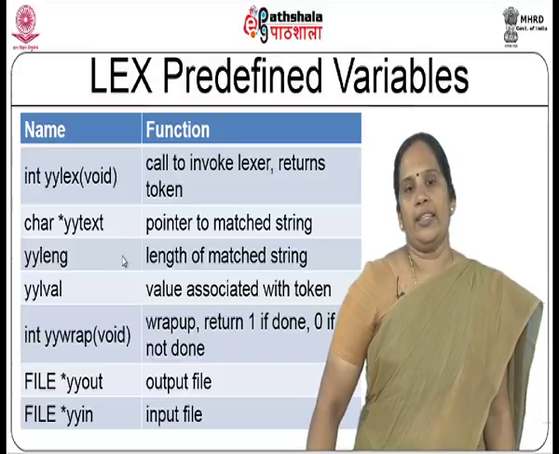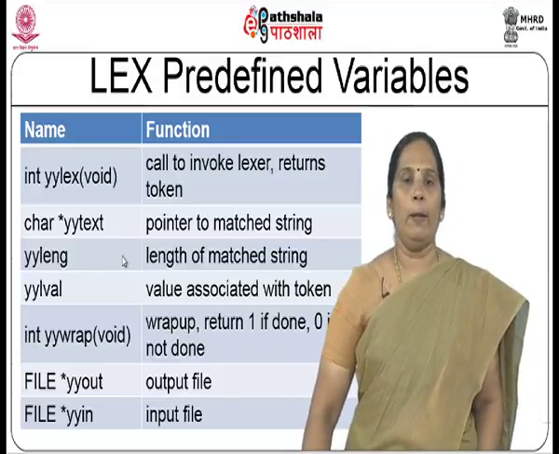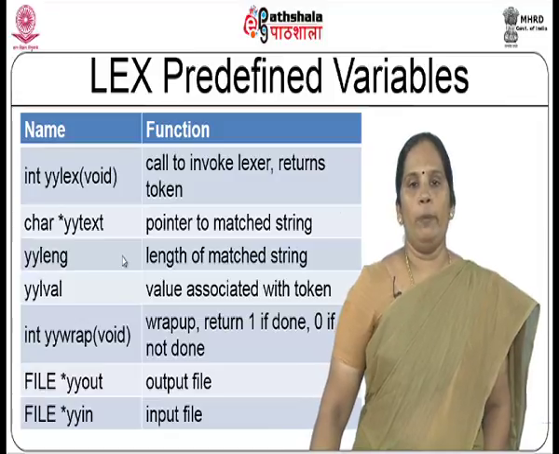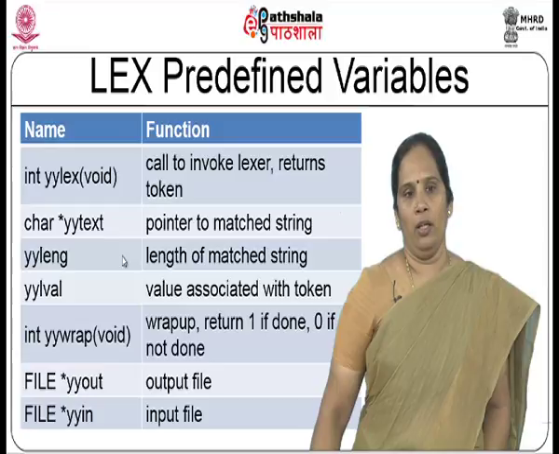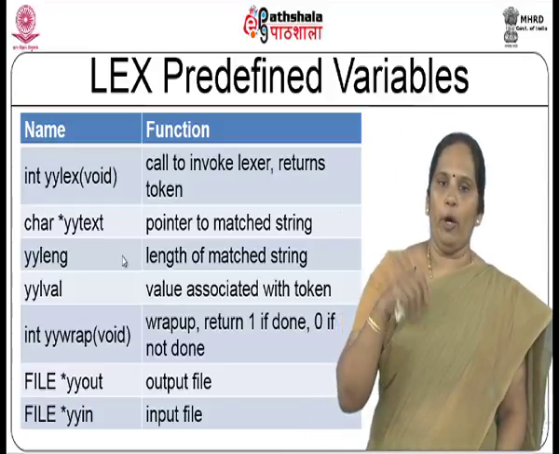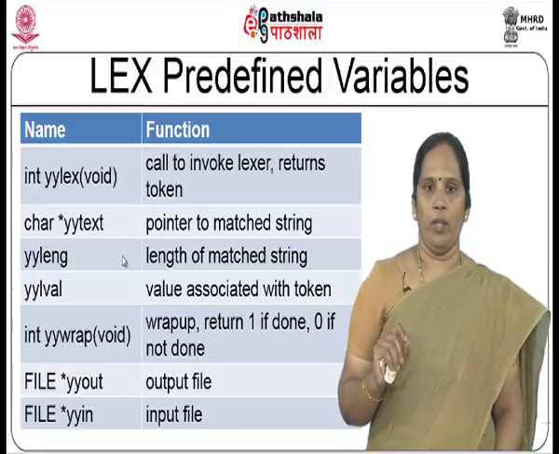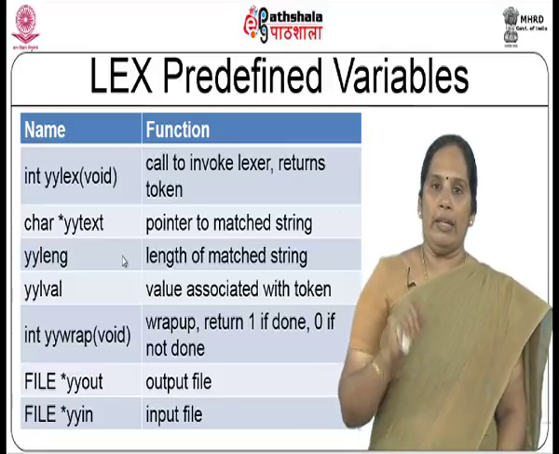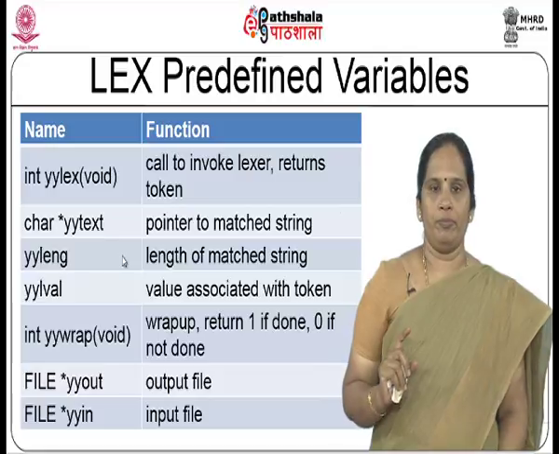And then yytext is a pointer to a matched string. So typically where will the string get matched? It gets matched in my pattern, okay. So if that pattern matched, yytext typically points to the matched string, okay, and yyleng will give you the length of the matched string, okay.